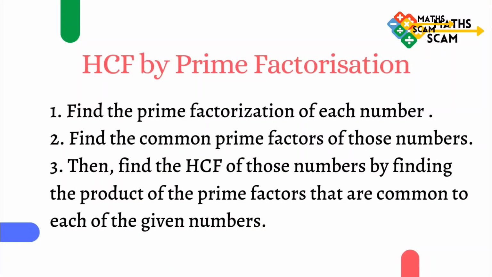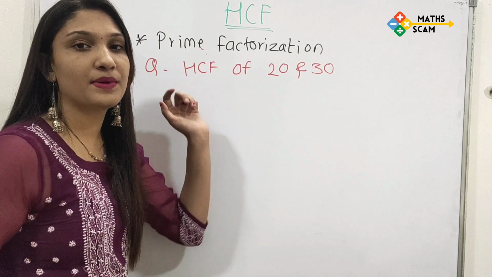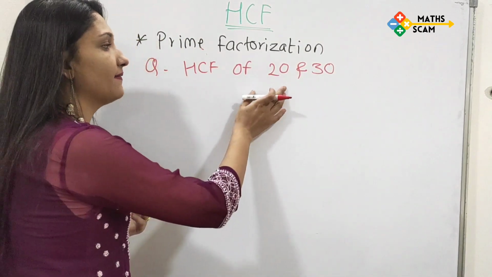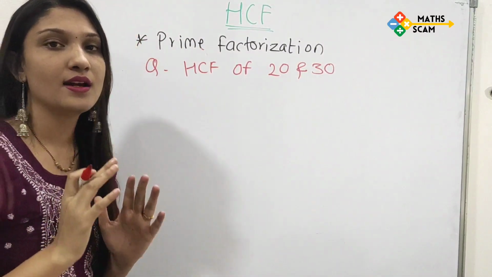HCF by prime factorization. In this method, we find the prime factorization of each number and find the common prime factors of those numbers. Then we find the HCF of those numbers by finding the product of the prime factors that are common to each of the given numbers. Let's understand this method using an example. The name itself says prime factorization. We need to find the factors of these numbers which are prime numbers.